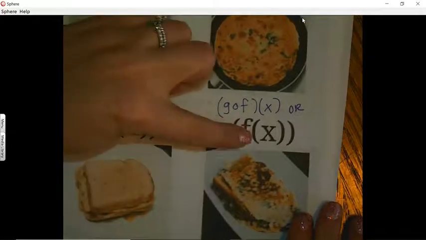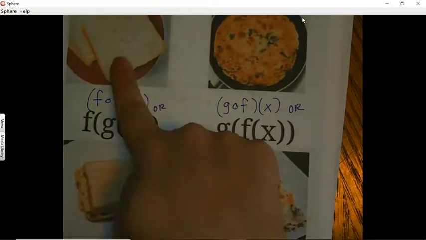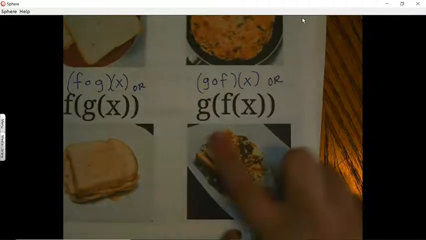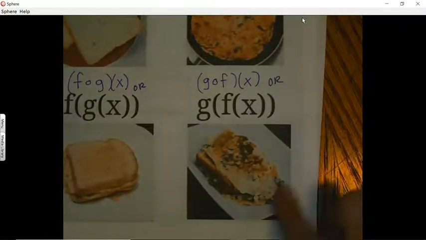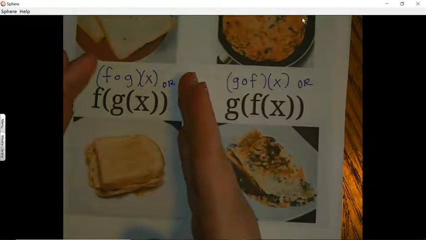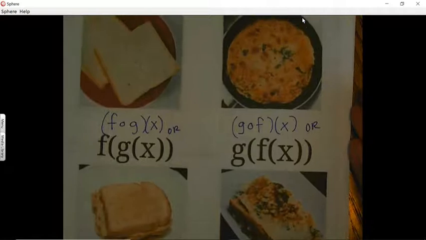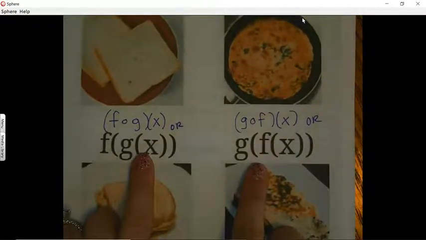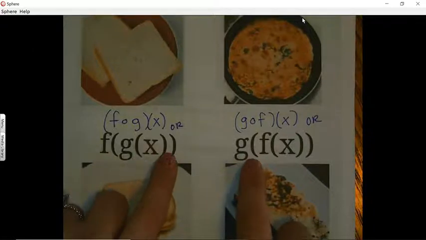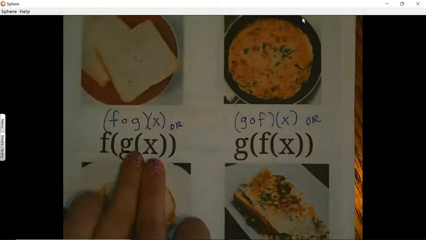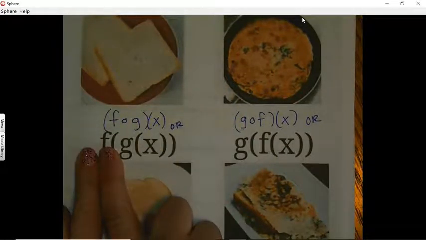So this one is saying to take function f, which is the slices of bread, and put them into the eggs. Now I'm sure there's some people out there that might do this, but most normal people make sandwiches with the bread on the outside. But the point of this is just to give you an example without numbers that this does mean something different, and that it always goes from right to left. So you put this function output into this function's input.